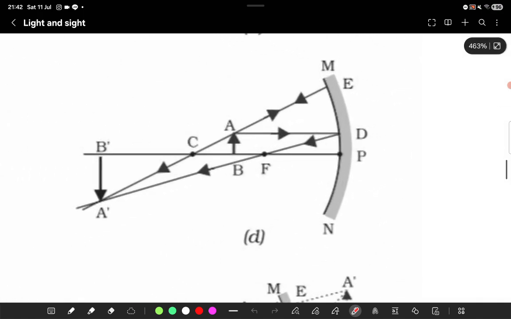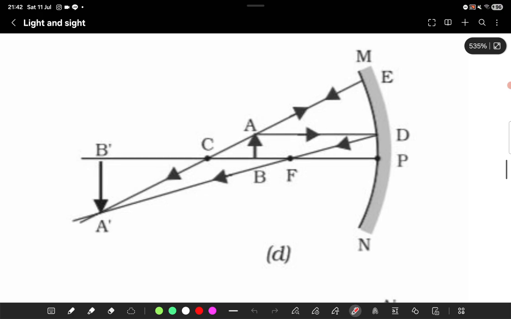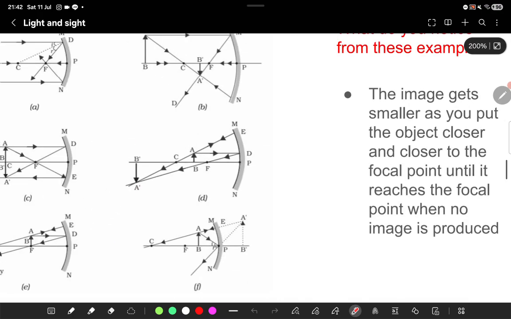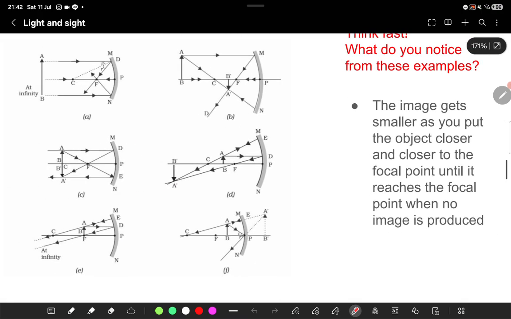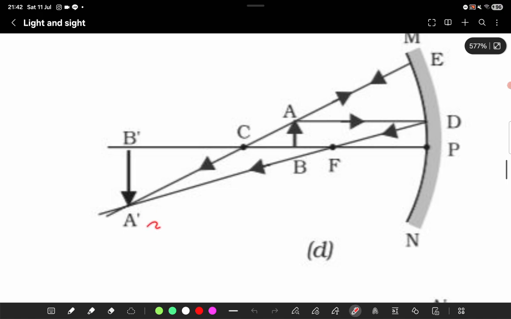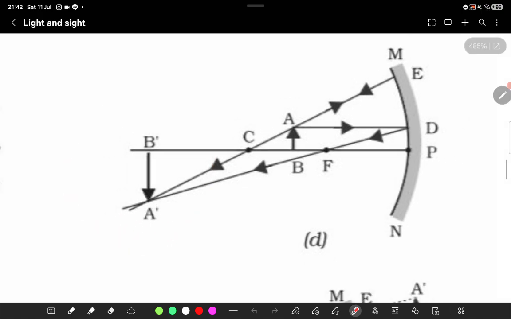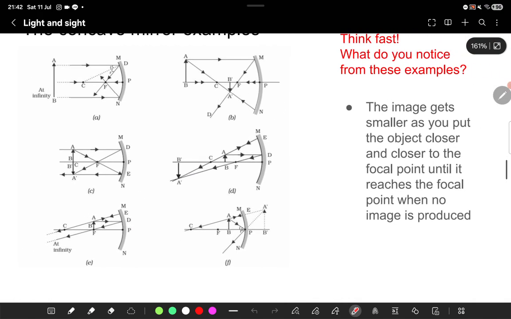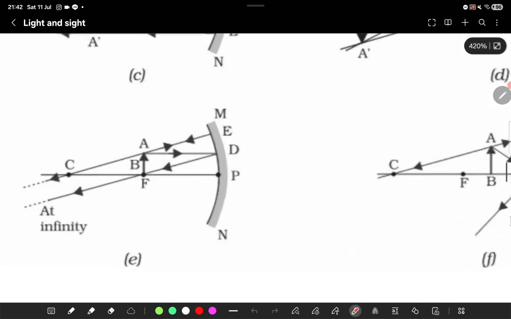Now this one, what do we see here? We start to move it closer and closer, but it becomes bigger. So it doesn't get smaller and smaller, because this is the only case where it will get bigger. So please note this case, and sorry for my mistake while making this slide.